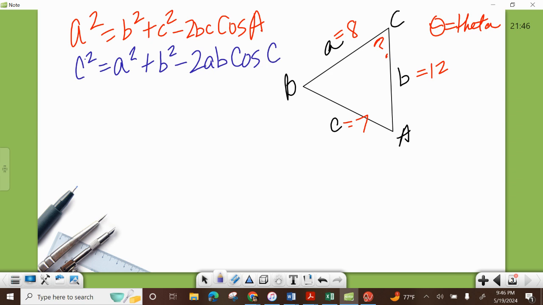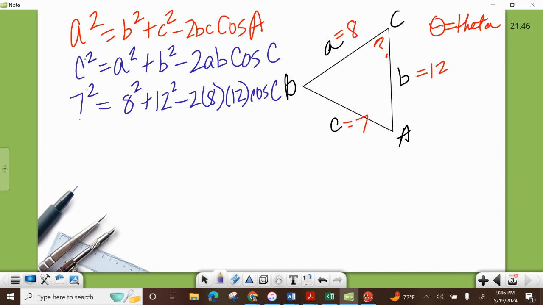So what you can see now is that I'm solving for the angle that's missing. I want to know angle C, so C squared has to be on the outside. I do know C: it's 7. So I have 7 squared equals 8 squared plus 12 squared minus 2 times 8 times 12 times cosine C. I don't know C; I'm trying to find angle C.